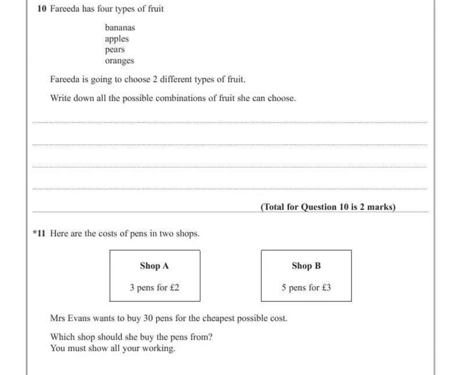Question 10. Farida has 4 types of fruits: bananas, apples, pears, and oranges. Farida is going to choose 2 different types of fruit. Write down all the possible combinations of fruit she can choose.